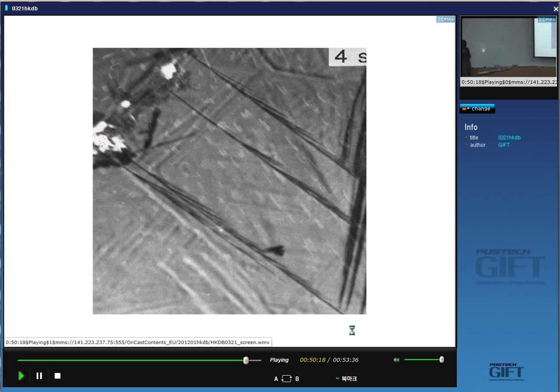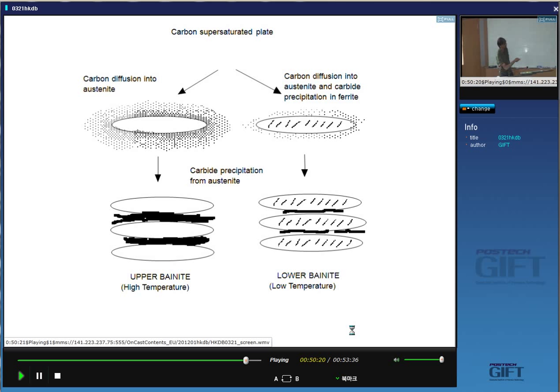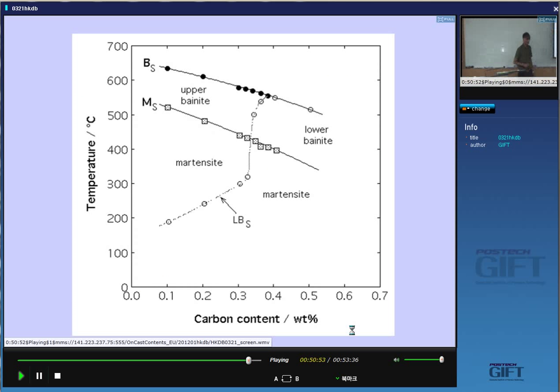Can we now explain this quantitatively? All we have to do to predict the transition between upper and lower bainite is to compare the time for carbon to partition from the plate with the time for precipitation. If the precipitation kinetics are rapid, then we will get lower bainite. If they are slow, then we will get upper bainite. So we put together a theory for the transition from upper to lower bainite, and it made predictions which I wasn't comfortable with.